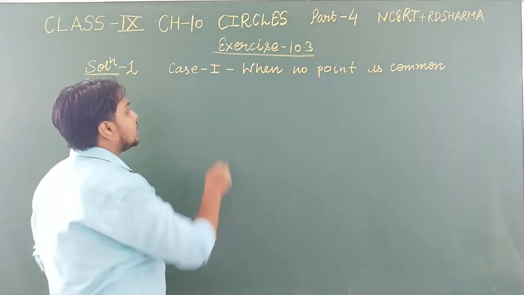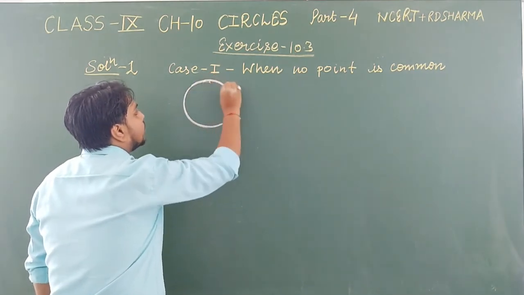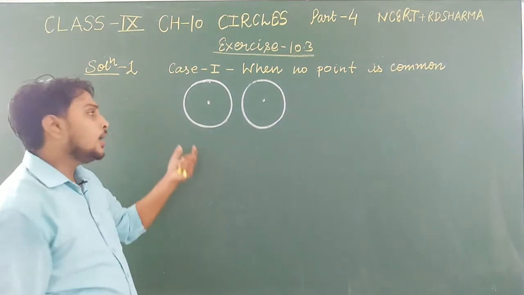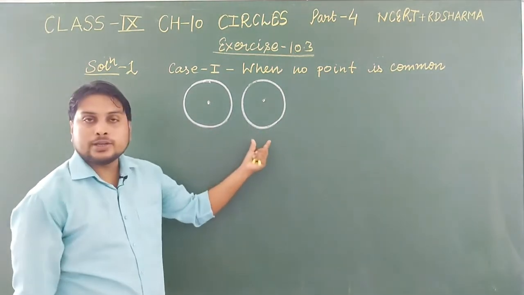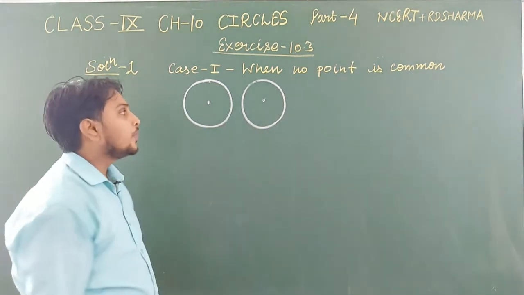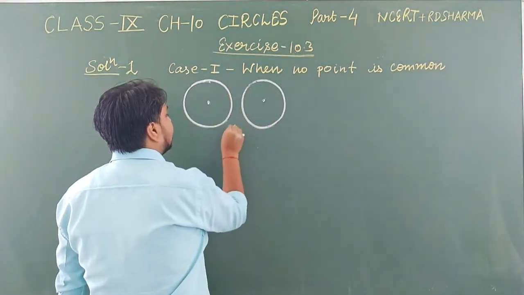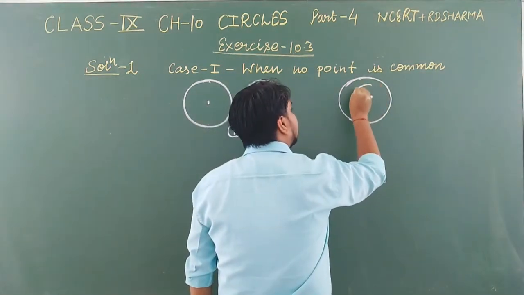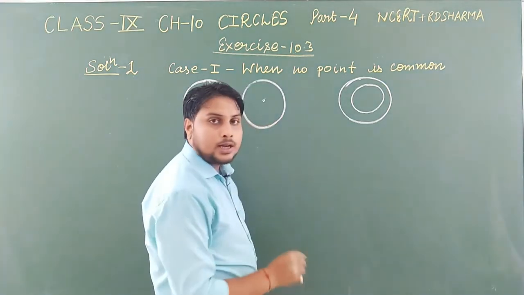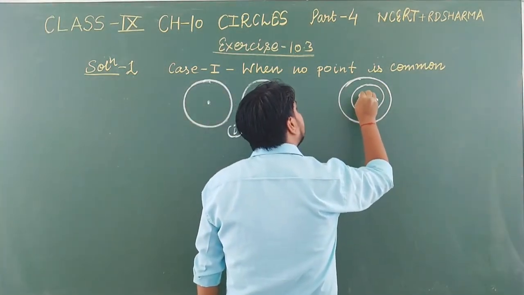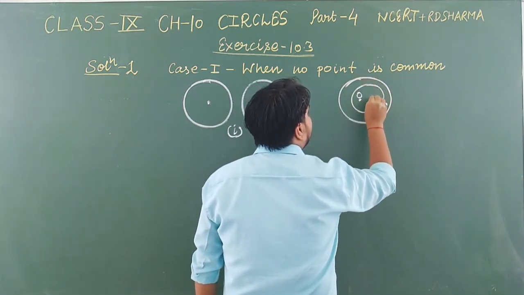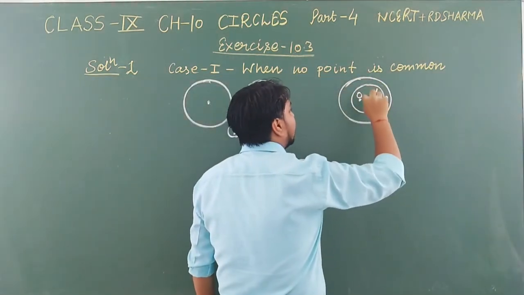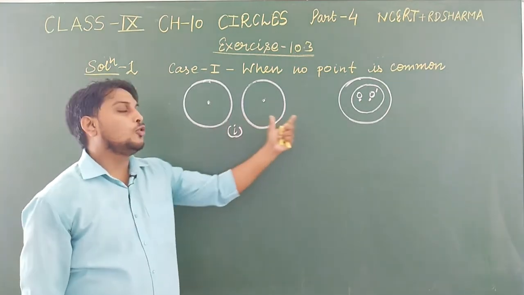So see students, if two circles are such that they are having no points in common, you can see that both the circles are a little bit distant from each other. Okay, so they will have no points in common. One more case. Suppose this is one circle, and in this circle one more circle is there, but they are not concentric. They are not concentric means this is the center of the greater circle, and this is the center of the smaller circle. Okay, so again in these two circles no point is common. So this is the case when no point is common.